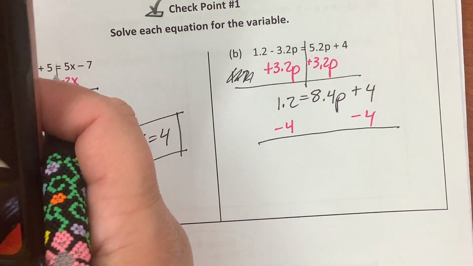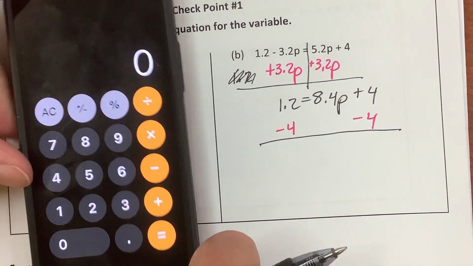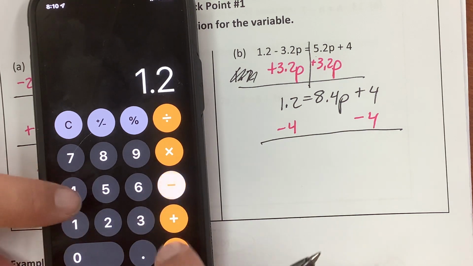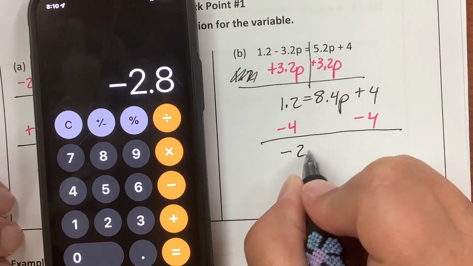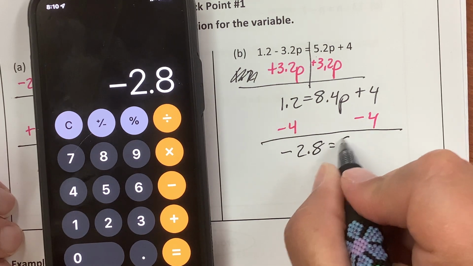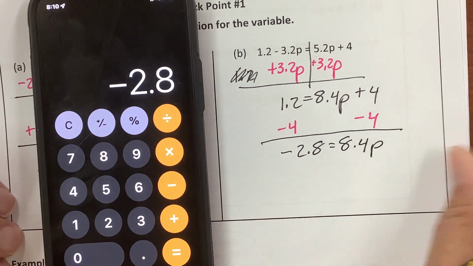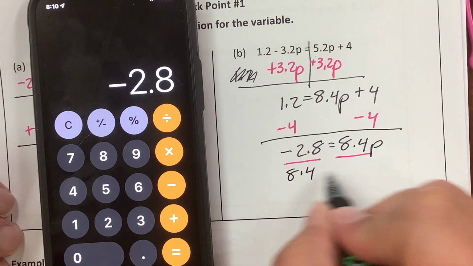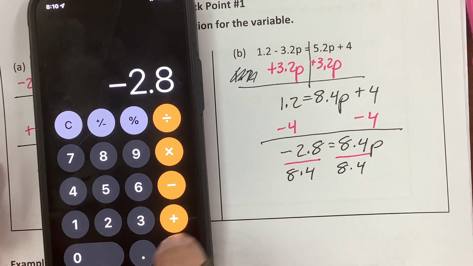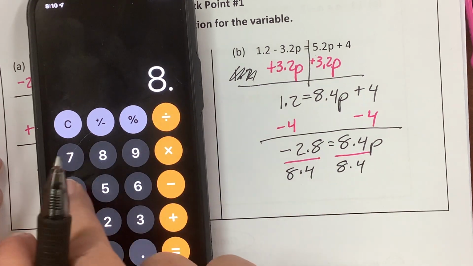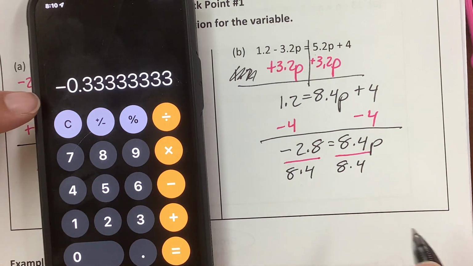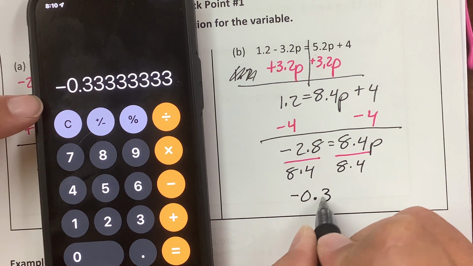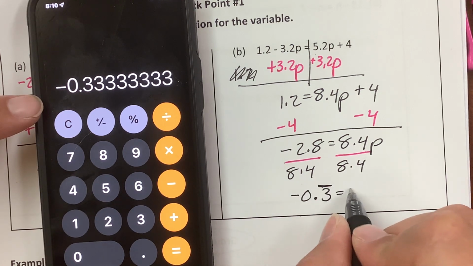Yeah, let's not mess this up, shall we, people? Here we go. 1 2/10 minus 4, negative 2 8/10 equals 8 4/10 p. Divide both sides by 8 4/10. I get, oh, look at that. It's a repeating negative decimal. Negative 0.3 with the bar on top equals p.